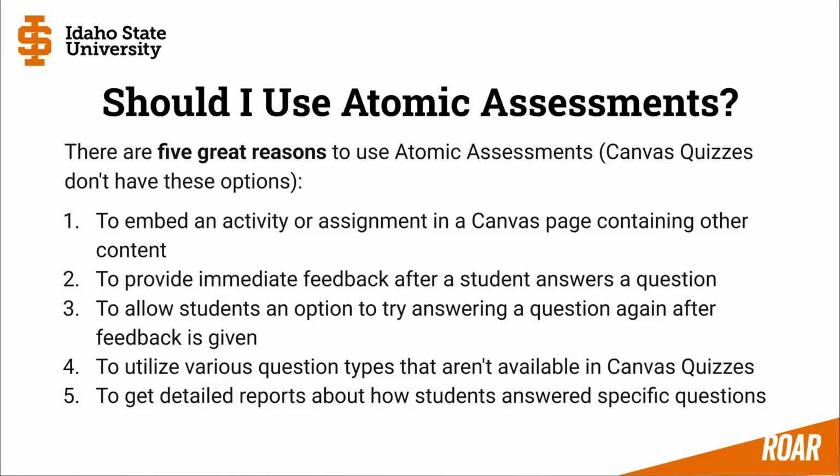To provide immediate feedback after a student answers a question. Unfortunately, with standard quizzes in Canvas, they don't get that feedback until after the entire quiz is done. So this is really good for formative questions. To allow students an option to try answering a question again after feedback is given. So if you want them to keep trying it, especially with things like math where they could get feedback, see where they messed up and keep trying over and over, then that will be handy.